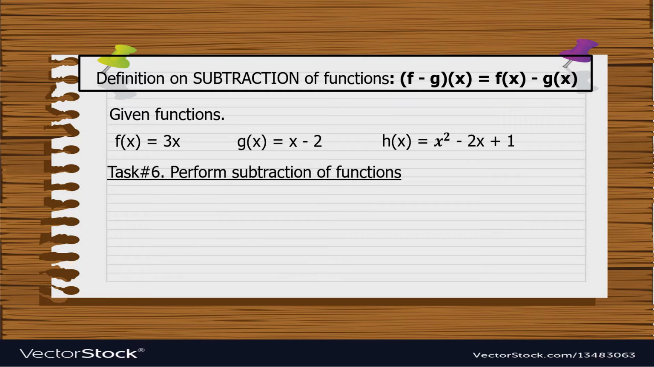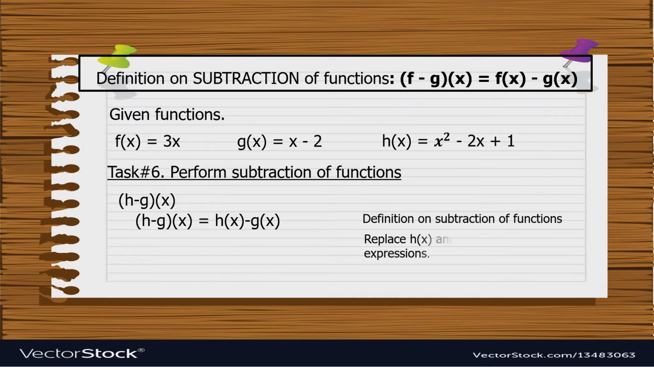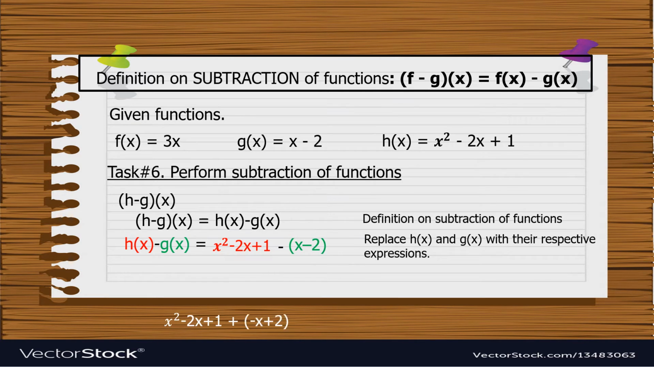For your task number 6, you need to find the difference of h of x and g of x. From the definition of subtraction of functions, we have h minus g of x equals h of x minus g of x. Next, replace h of x and g of x with the respective expressions. X squared minus 2x plus 1 minus quantity x minus 2.